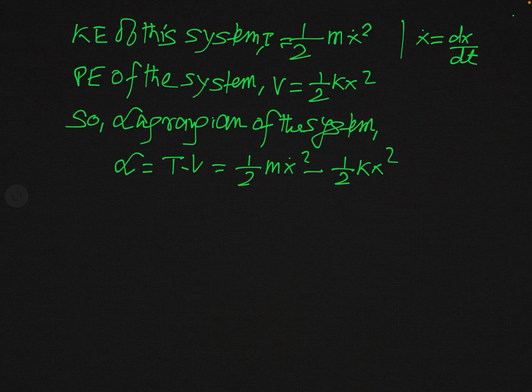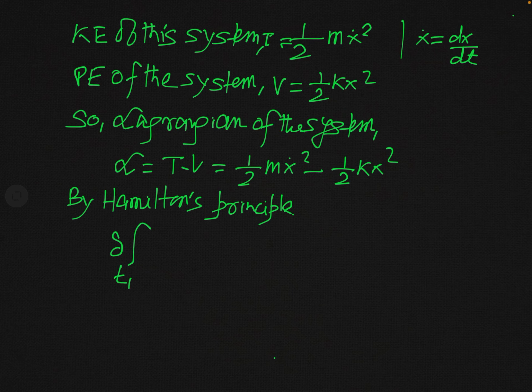Now actually we will apply Hamilton's variational principle. By Hamilton's principle, or you may say Hamilton's variational principle, this principle states that the delta variation of the time integral of the Lagrangian is equal to 0.